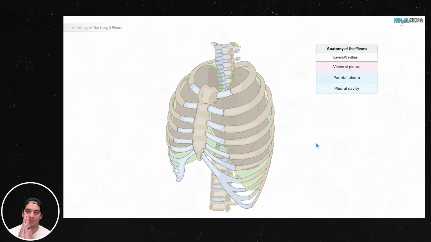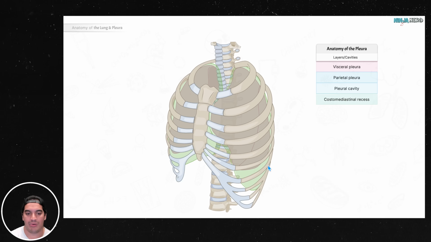So when I say potential space, it's a space that we don't think about too much. In some areas there may be a true separation, a true space that occurs between the visceral and the parietal pleura, and these are called recesses. And there are 2 important ones.